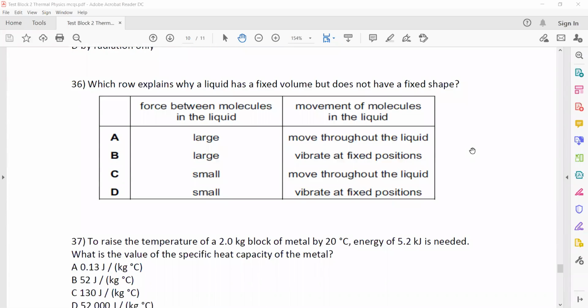Which row explains why liquid has a fixed volume but does not have a fixed shape? So force between the molecules in the liquid, it's a comparison. Liquids have a fixed volume but they don't have a fixed shape because the particles can move around each other, but the fixed volume shows that the force is stronger. Otherwise, if force is weaker, then it will not have a fixed volume. The molecules can move far away from each other.